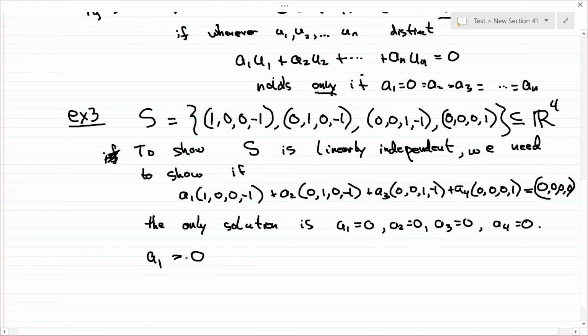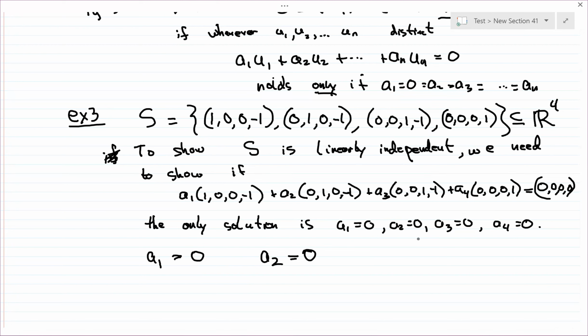Let's compare second components. The second component here will be 0 because A1 times 0 is 0, but the second component here will be A2. Second component here will be 0, here will be 0, and here is 0. So what do we get? We get A2 is 0. So we're sort of half done. We're trying to show the only solution is all zeros, and so far we have 2 of them.